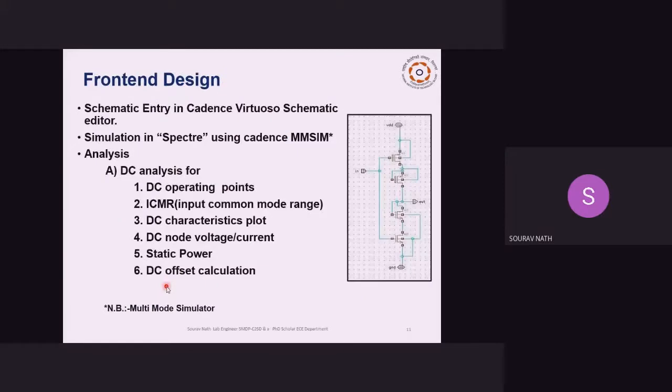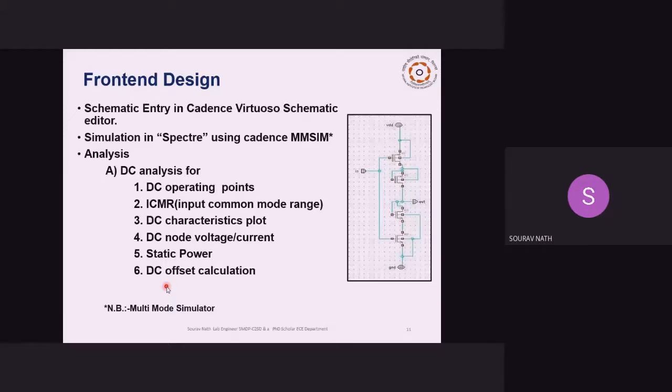Now these are some analyses which will be carried forward in the front end. Mainly 3 types of analysis will be carried forward in analog design: DC analysis, AC analysis, and transient analysis.